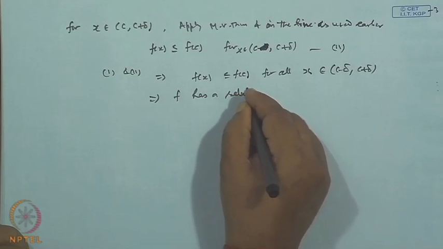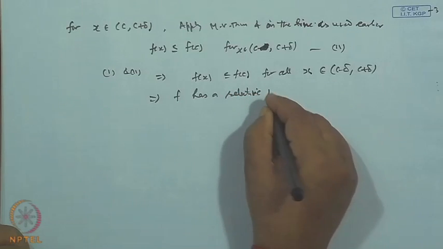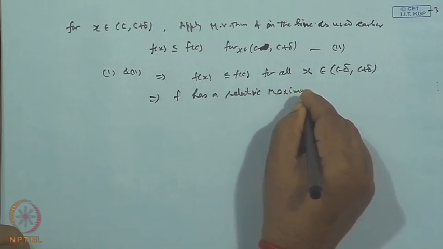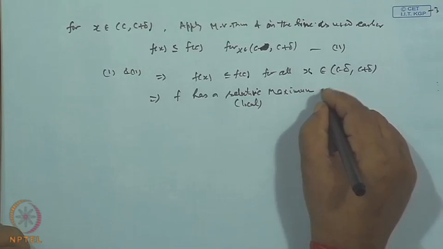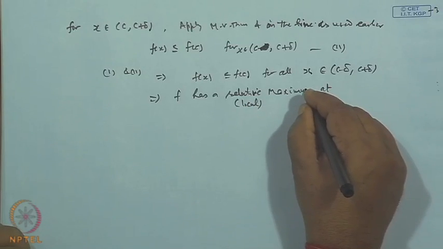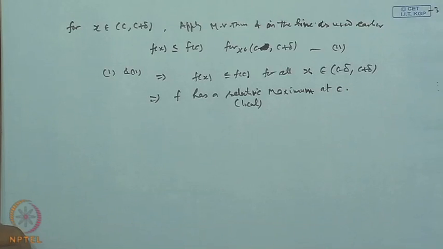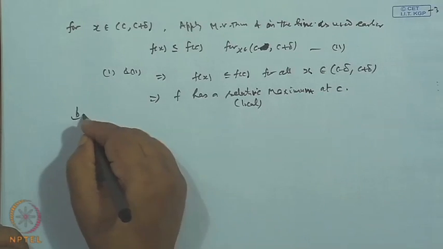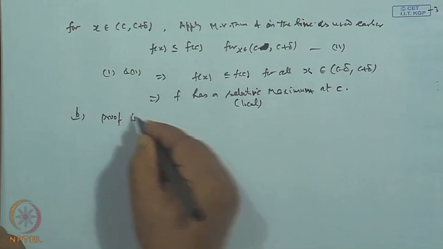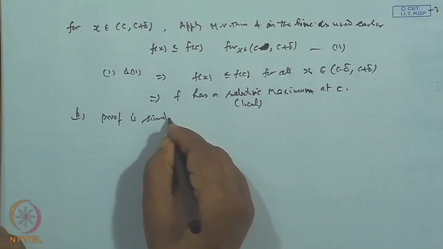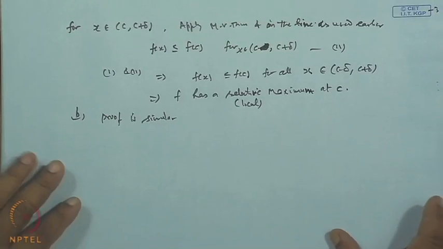maximum, or local maximum, at the point c. The proof for the other part is similar, so we just derive it. Okay.